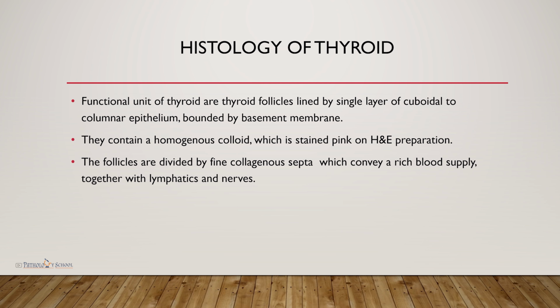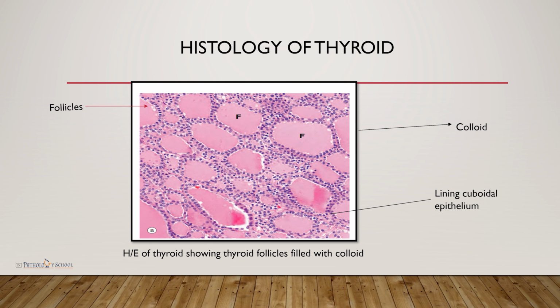Histology of the thyroid. The functional unit of the thyroid is the thyroid follicle, lined by a single layer of cuboidal to columnar epithelium bounded by the basement membrane. They contain a homogeneous colloid, which is stained pink on the H&E preparation. The follicles are divided by fine collagenous septa, which convey a rich blood supply together with the lymphatics and the nerves. These are the thyroid follicles showing homogeneous colloid and lined by the cuboidal epithelium.